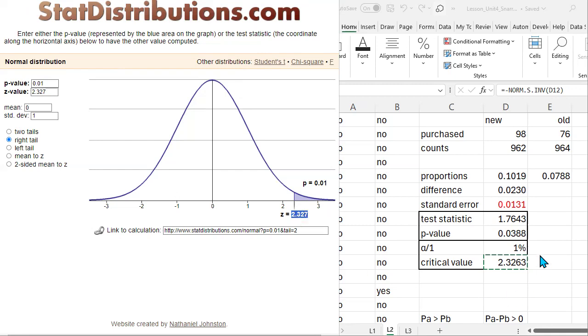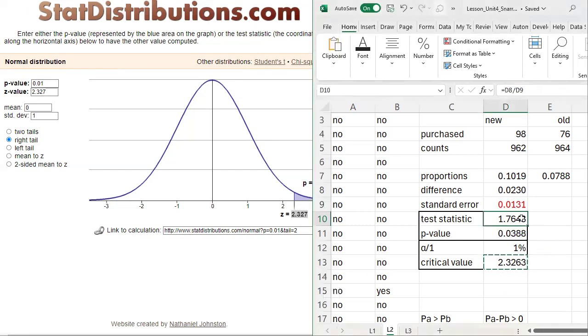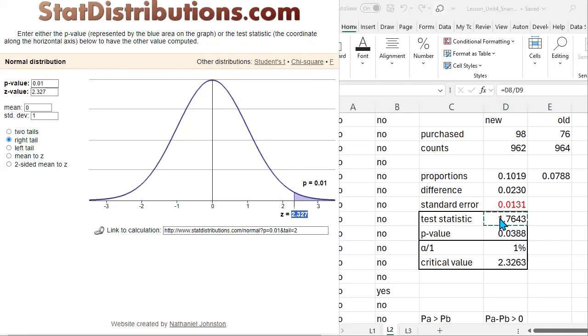Is that the case? The test statistic, in my case, is not greater than the critical value. It would have to be 2.4, 2.5, 3, 8, 9, 5. It's 1.7643. It's right about here. It's under the white area of the distribution. It's not under the purple area of the distribution, which is our significance level. So the difference is not significant.